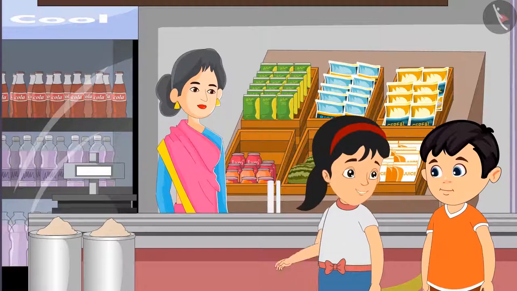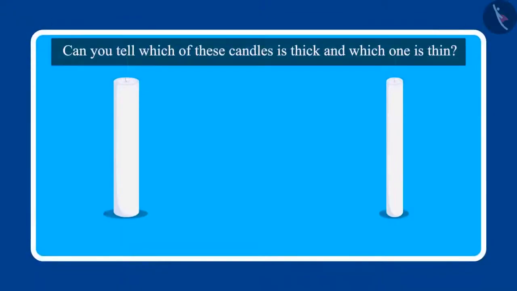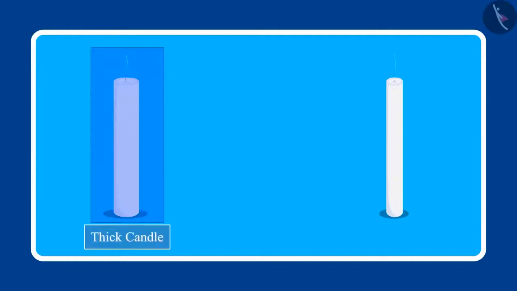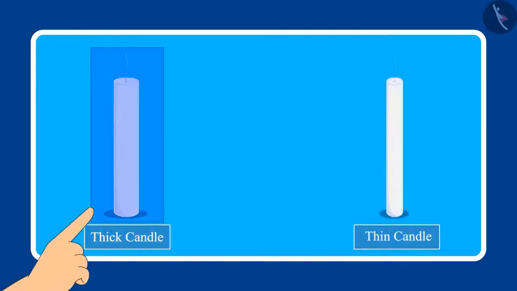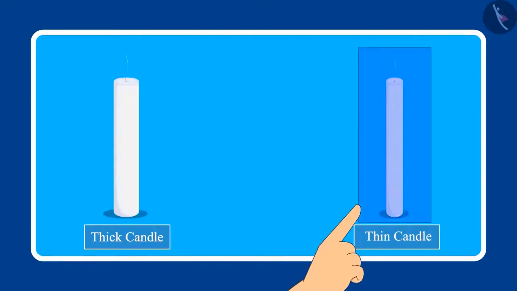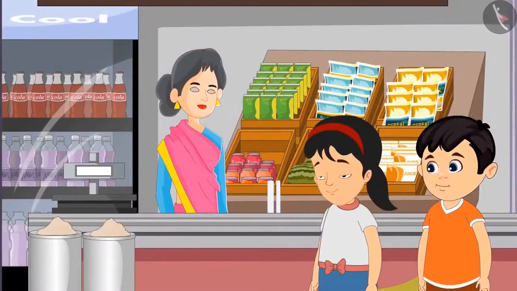Chotu, can you tell me which of these is a thicker candle? Children, can you tell me which of these candles is thick and which one is thin? Well done, children. Amongst these two candles, this one is thicker and this candle is the thinner one. Pinky, this candle is thick and this candle is thin. Okay. Chotu, will this thick candle burn all night?